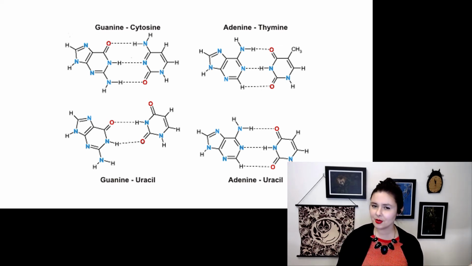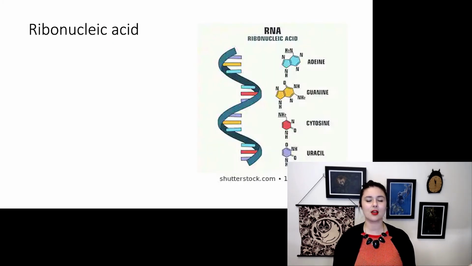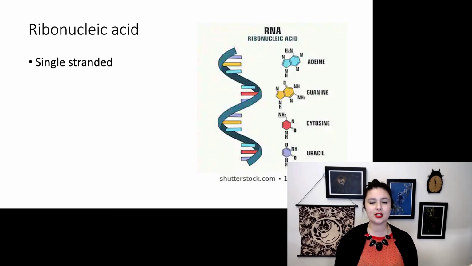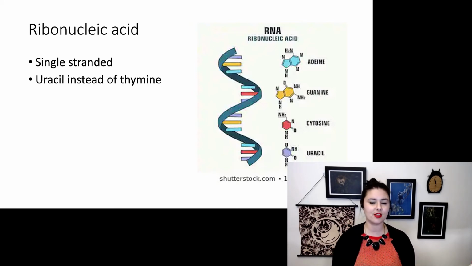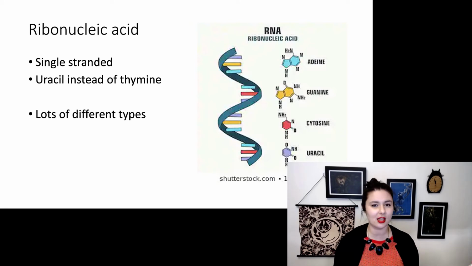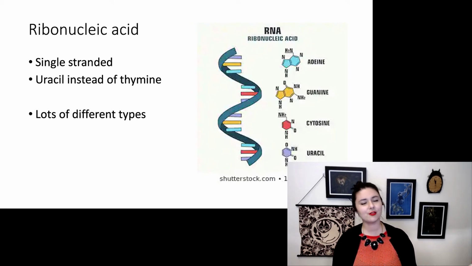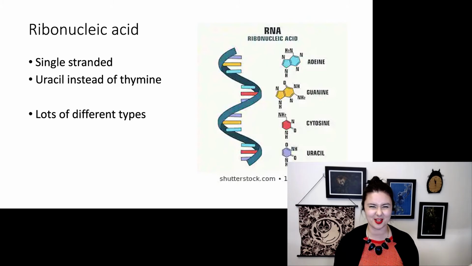But the other important molecule we have is RNA, or ribonucleic acid. This is a little bit different than DNA. It is frequently found in a single-stranded form. We also have uracil instead of thymine, and now we have lots of different types. So many different types of RNA. I don't follow RNA research that much, but I feel like every time I check in with the field, there's a new type of RNA that we're talking about. That's just how much we're discovering here.